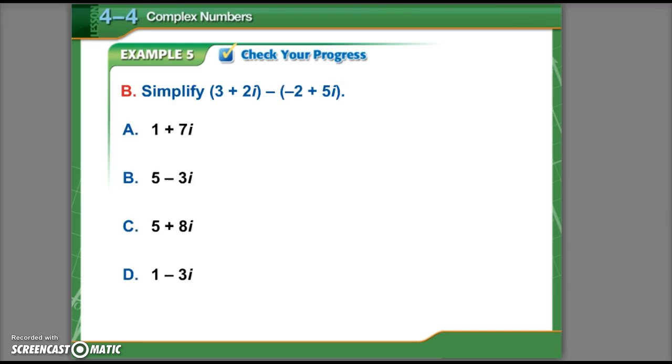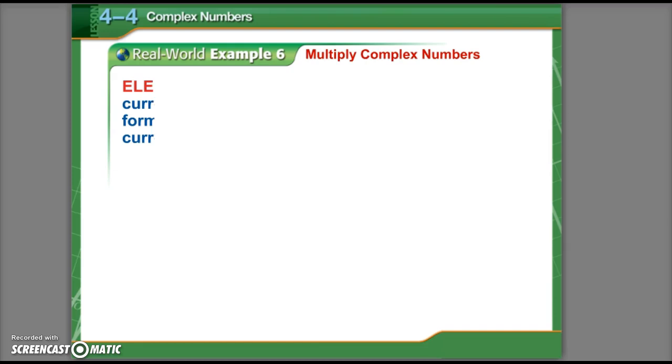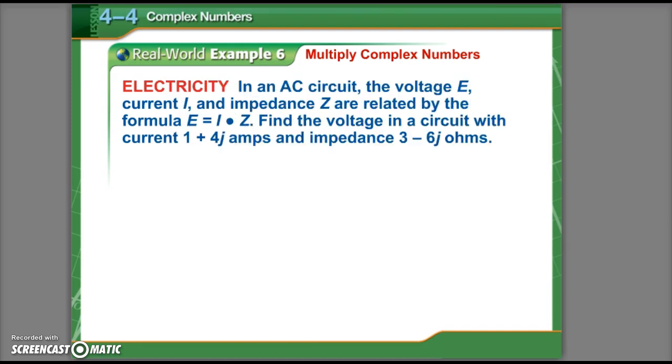One more problem for you to check on, 3 plus 2i minus negative 2 plus 5i. When you're ready, go on to the next slide. And this time the answer is B, 5 minus 3i. All right, we're going to pause here and pick up with example 6 in the next video.